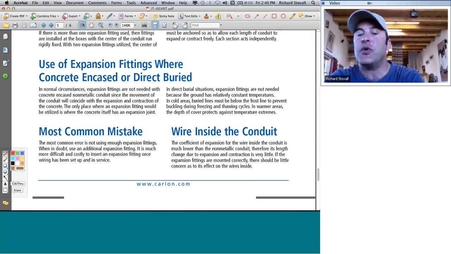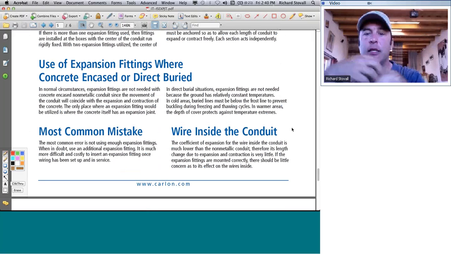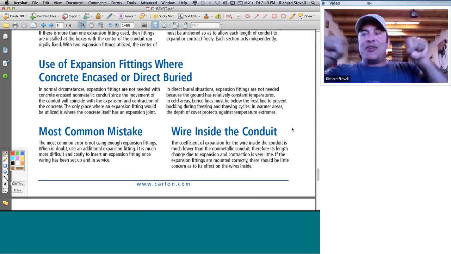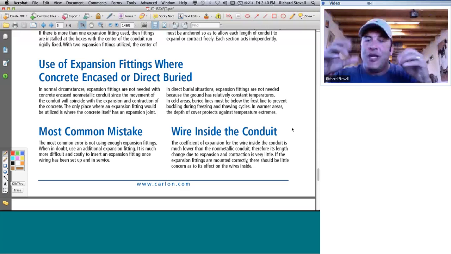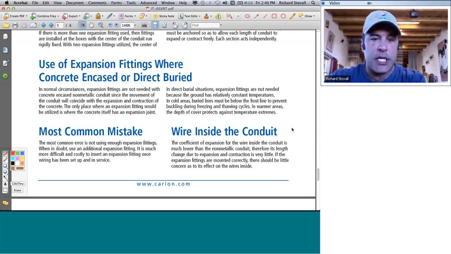Okay, they said that you usually don't need it if it's buried underground or in concrete, because the expansion of the ground is going to move with the conduit, so they're both moving. Except that, the only place where an expansion fitting would be utilized is where the concrete itself has an expansion joint. Sometimes they build expansion into concrete, so at that point there may be an expansion joint that's required.